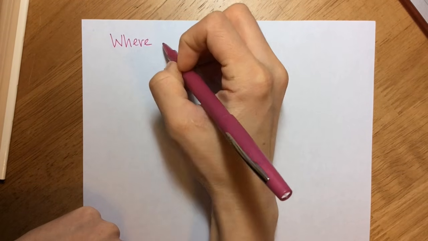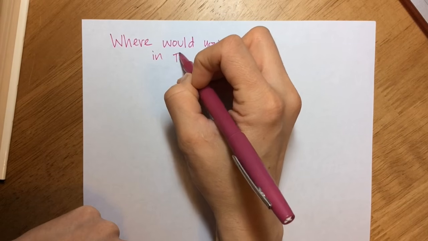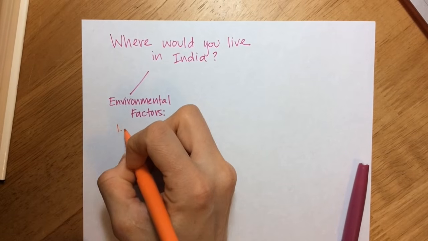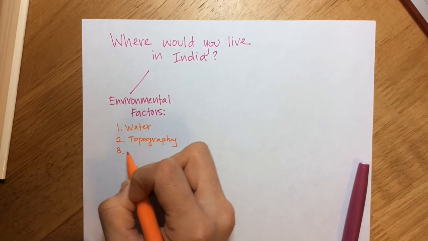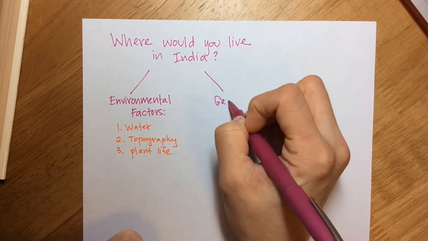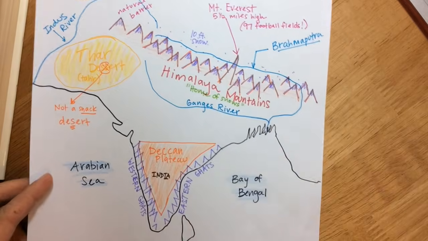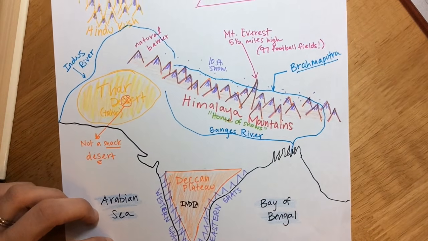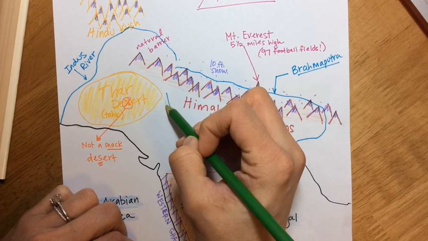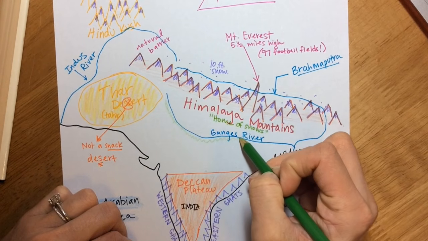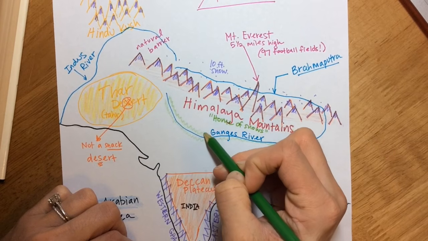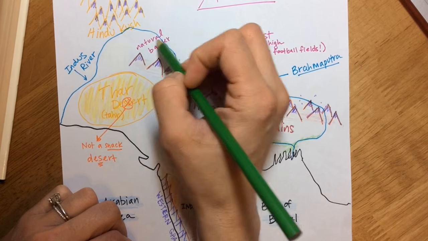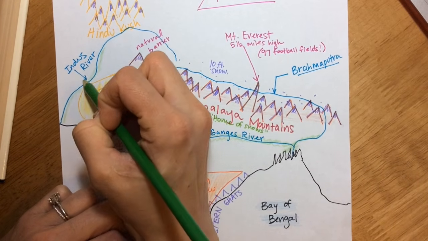So I guess the question now is, where would you live in India? Keep in mind the environmental factors we discussed, such as water, topography, and plant life. These things affect India's geography. Would you live along the Ganges River and maybe even into its valley where there's lots of fertile mud? Or perhaps along the Indus River and its valley.